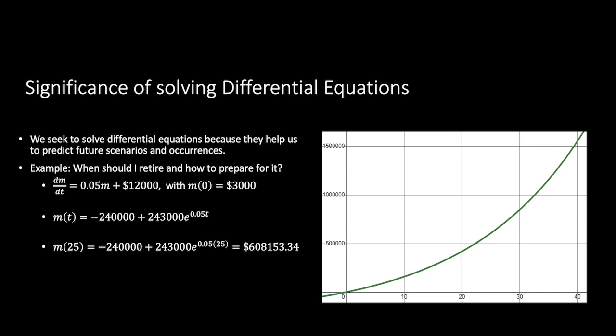I've solved the differential equation below, then below that I input 25 years. So if the individual proceeds to put 12,000 in their bank account with 0.05 annual interest, then after 25 years they'll have about $600,000 in their bank account. The graph to the right shows that if the individual does this same practice, then after 40 years they'll have $1.5 million. Notice how the graph increases exponentially. Thus, if you want to be rich, start saving and investing as soon as you can. We figured out this from differential equations.